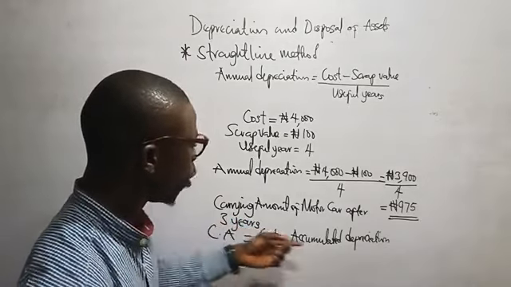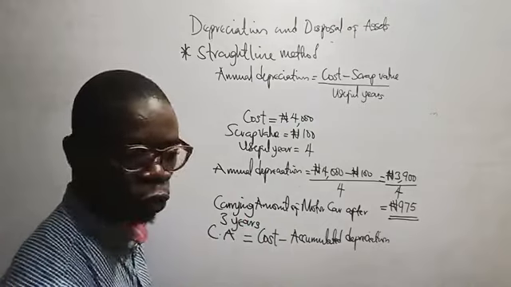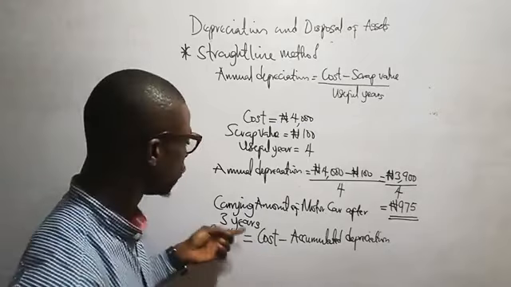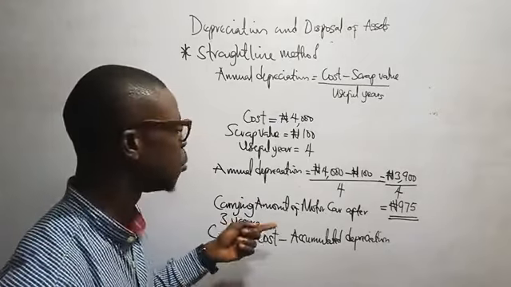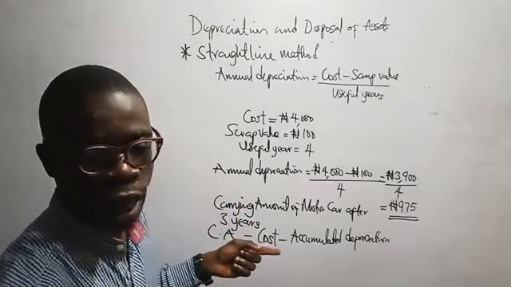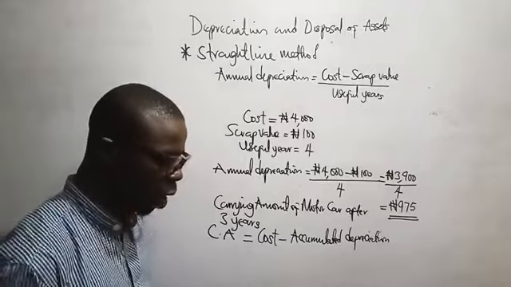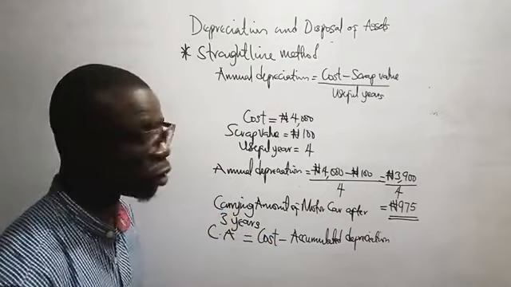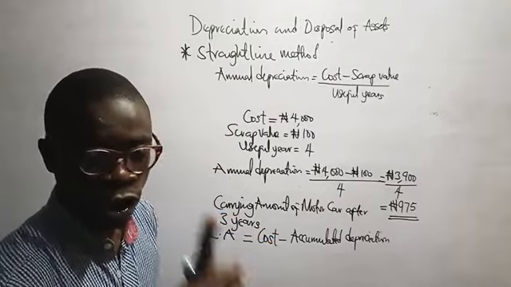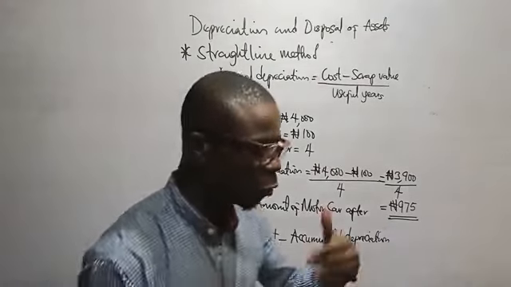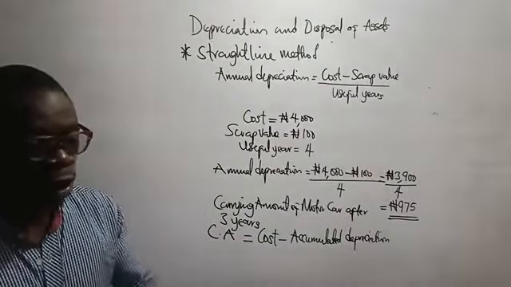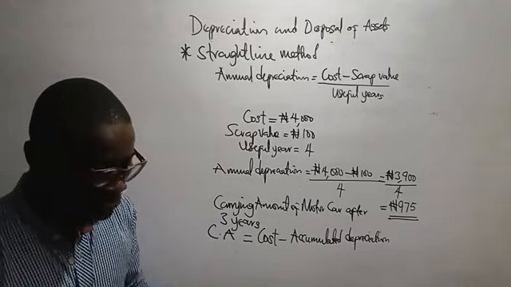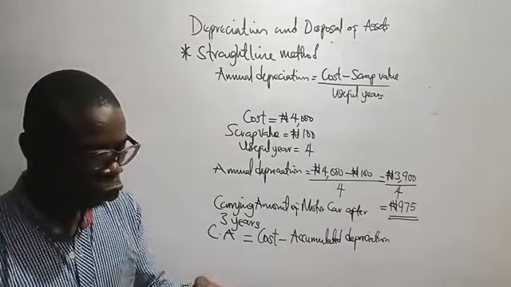That means the accumulated depreciation will be from year 1 to what? To year 3. In this question, that will be the accumulated depreciation. If it's for 2 years, they said you should calculate the carrying amount at the end of year 2. That means the accumulated depreciation will be from year 1 to year 2. If it's only at the end of year 1, the accumulated depreciation will only be for year 1. But if it's for 4 years, the accumulated depreciation comprises the depreciation from year 1 to year 4. That means 1, 2, 3, 4.